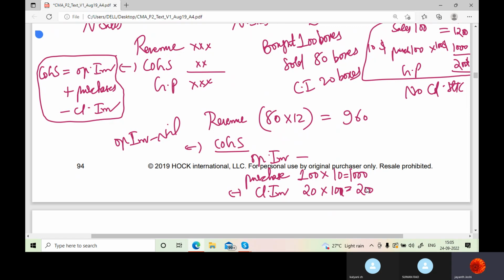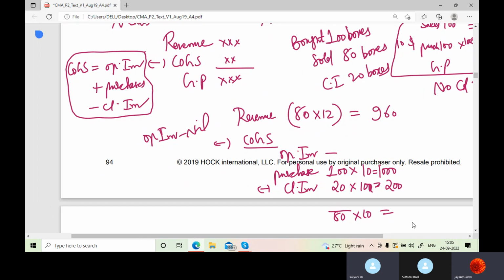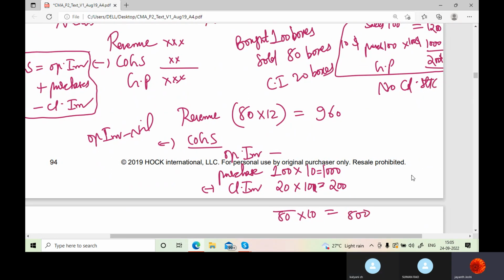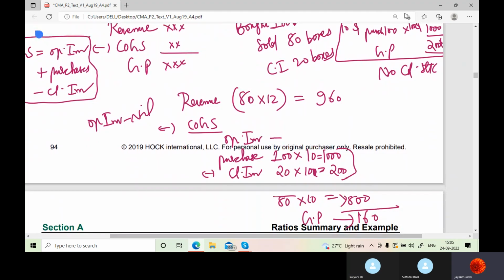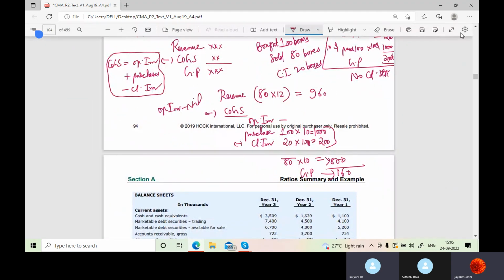So I sold how much? 80. So now the cost I have to see for 80 only, right? That is what will be compatible, correct? So it comes to 80 boxes into 10, 800. Ultimately, it's the same thing I am doing. Correct? Now this 960 minus this 800 is giving you 160 of gross profit. Am I right or wrong? Yes? 960 minus 800. Please tell me yes or no. Yes, sir. Now, please note down all these points. Again, I'll give you some more explanation.